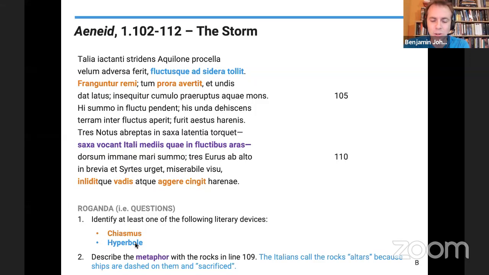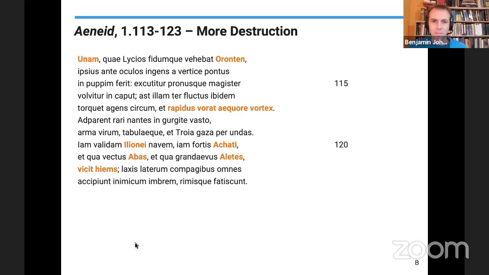And then the Eurus, the east wind, grabs three more and dashes them into sandbars, miserabile visu. And then we finish with the grammatical chiasmus here, where it dashes three ships on the shallows, and with a mound of sand surrounds them. So there's your ablatives in the middle and your verbs on the outside. Oh, we have more destruction.